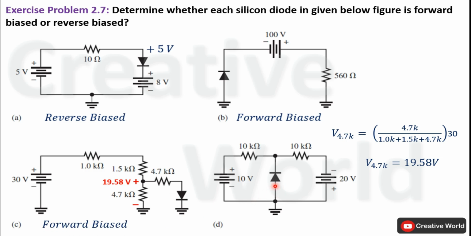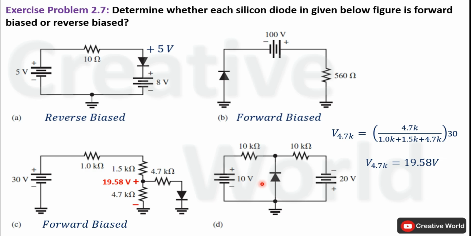In this configuration, a diode is connected between two voltage sources with two resistances. We have to identify the biasing of this diode. So first we will focus on the left half of the circuit. In this circuit, the positive terminal of this voltage source is connected to the cathode while the negative terminal of the voltage source is connected to the anode. So it is clear this 10 volt source will not forward bias this diode, because the positive terminal of the voltage source is connected to the cathode while the negative terminal is connected to the anode, which is a violation of the first condition for forward biasing a diode.